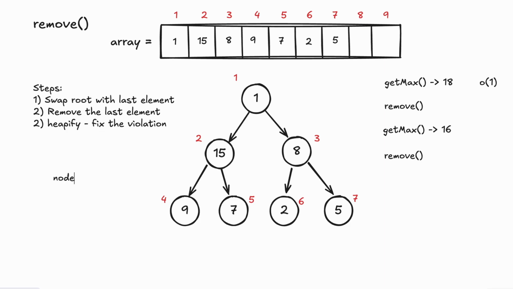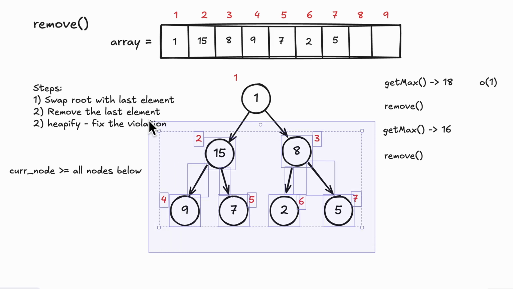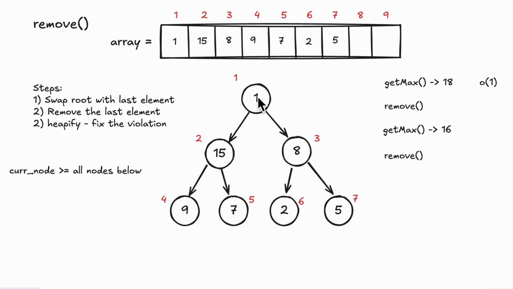Now check whether the condition is violated or not. That is, the current node's value should be greater than all the nodes below. So what is the current node? Current node is 1. Is it greater than or equal to all the nodes below it? No. It is less than 15 and it is also less than 8. Now I need to bring this one level down using the heapify function.